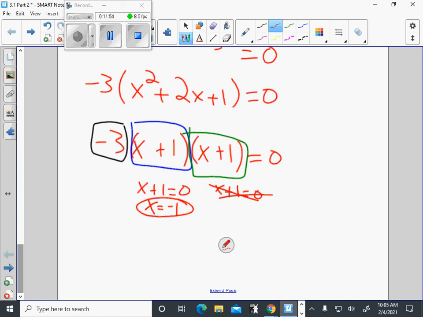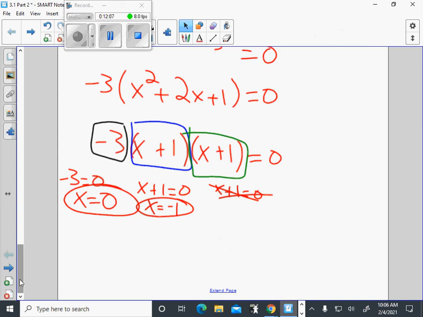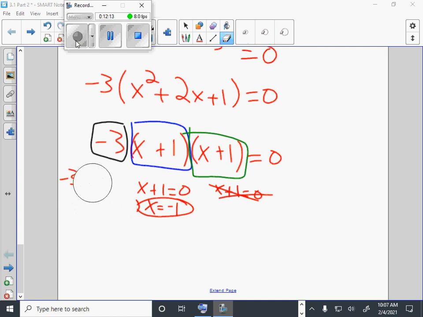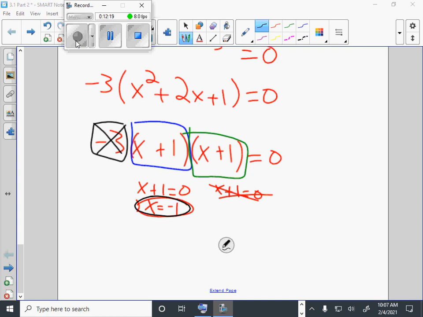But then this negative 3 out here, negative 3 is equal to 0. Is that true? No. I'm sorry. Negative 3 doesn't equal 0. So we just ignore this. And we just focus on x right here. X equals negative 1.